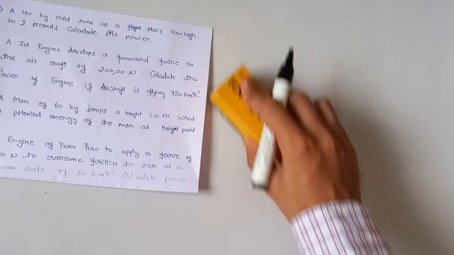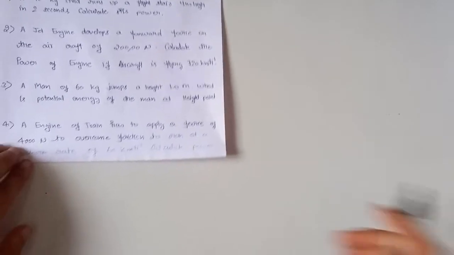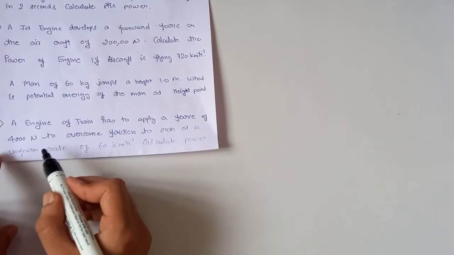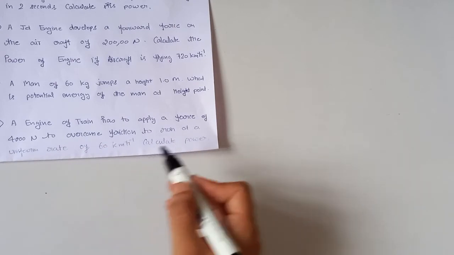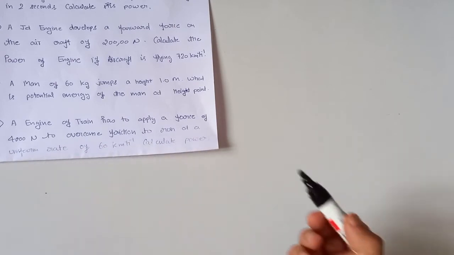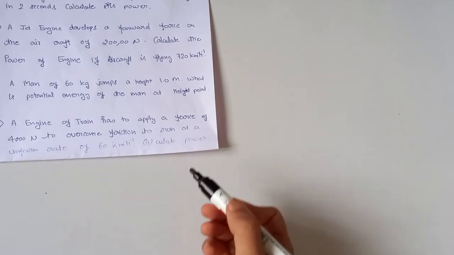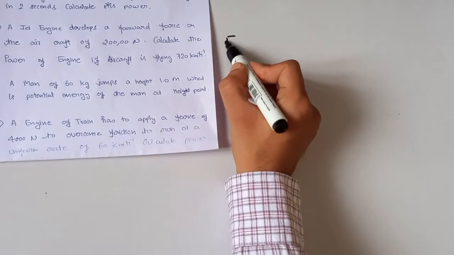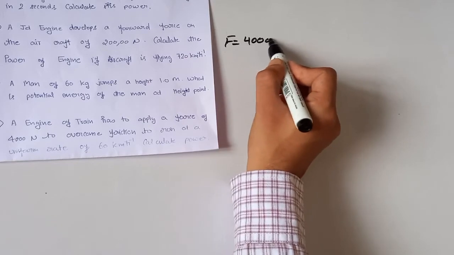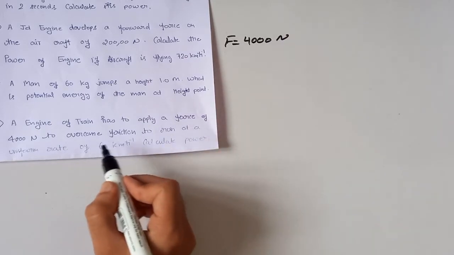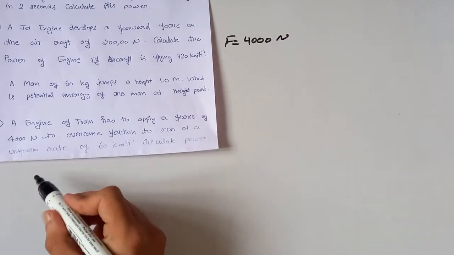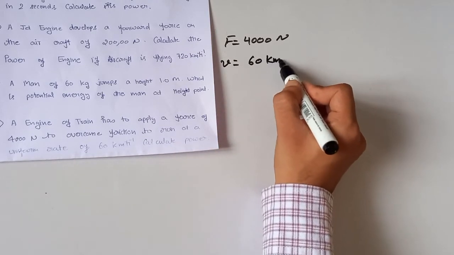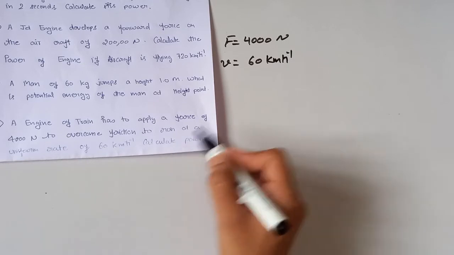Our next and last numerical of this video is: an engine of a train has to apply a force of 4000 newtons to overcome friction to run at a uniform rate of 60 km per hour. Calculate power. Here we have to calculate power. The force applied is 4000 newtons, to overcome friction and run at a uniform rate. Here velocity is 60 km per hour.